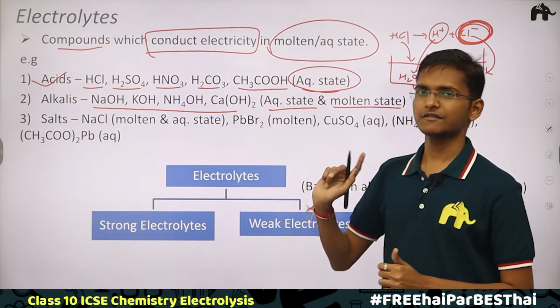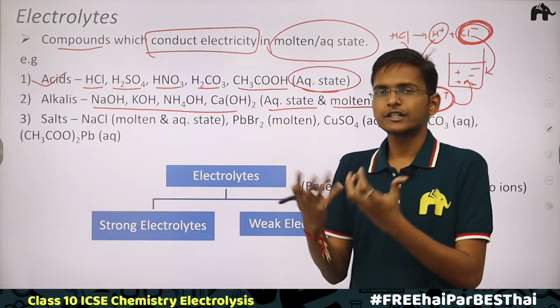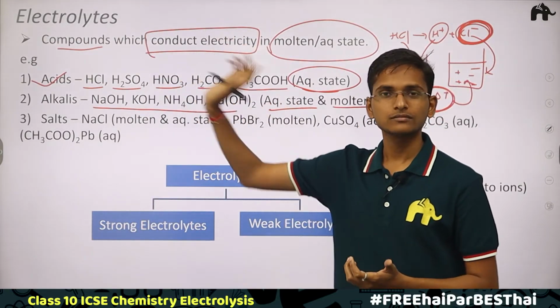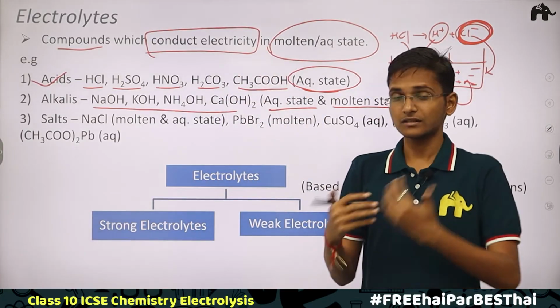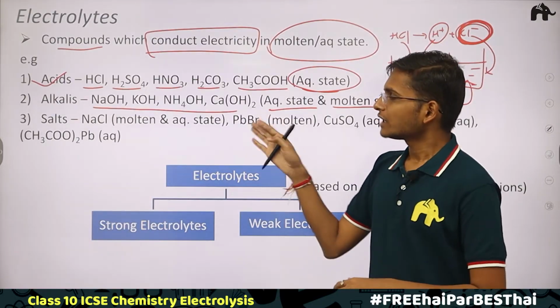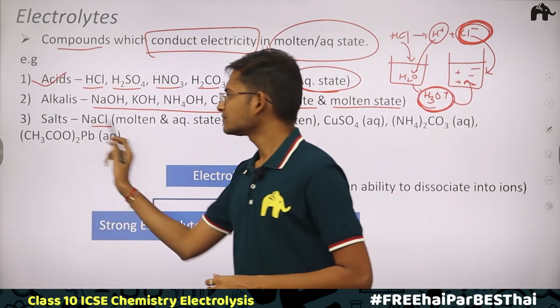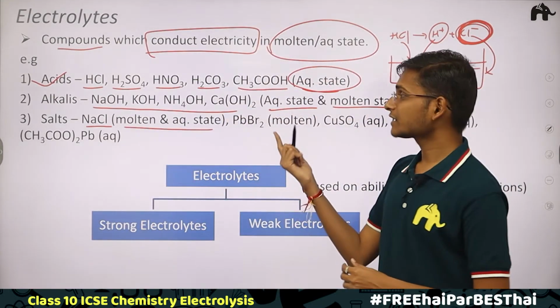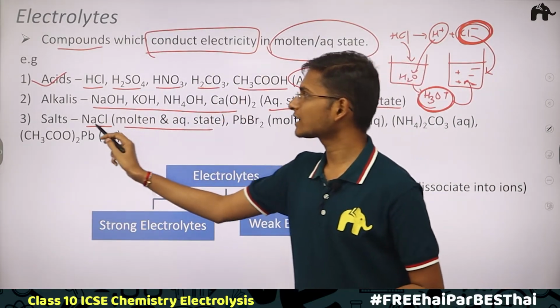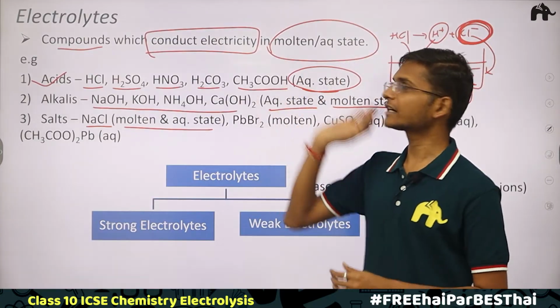Clear? In the aqueous state, I have just told you, they get dissociated into their ions, and since they have free ions in their aqueous state, they are also electrolytes. They also conduct electricity, so they are electrolytes. Now salts: NaCl, I have told you, in both its molten as well as aqueous state has free ions, so it also conducts electricity. That's why NaCl in molten as well as aqueous state is an electrolyte.